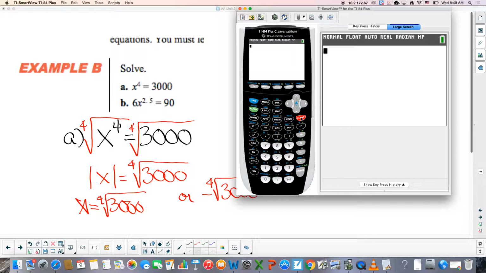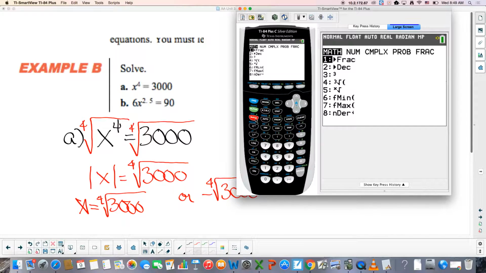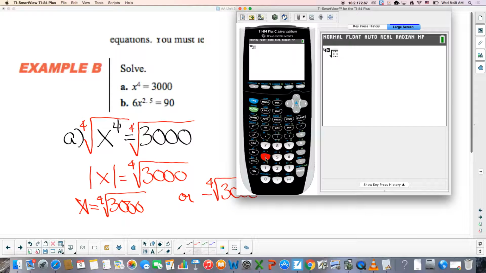So now I want the fourth root. Now if I go under math, oh, I do have that. It's number 5. So if you don't have the shortcut keys, you have to go down here to 5. And then you're going to type in the 4. And then you're going to type in the 3,000. And press enter. That's one way.